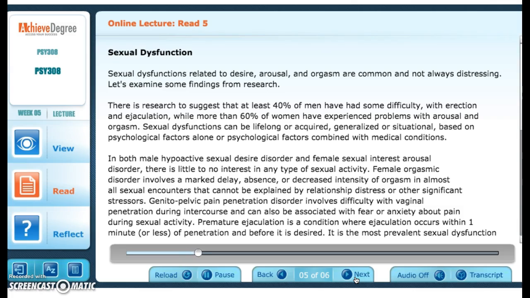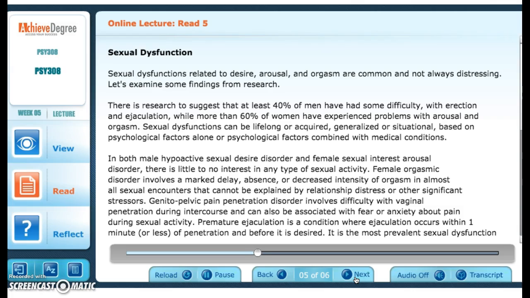Sexual dysfunctions can be lifelong or acquired, generalized or situational, based on psychological factors alone or psychological factors combined with medical conditions. In both male hypoactive sexual desire disorder and female sexual interest arousal disorder, there is little to no interest in any type of sexual activity.